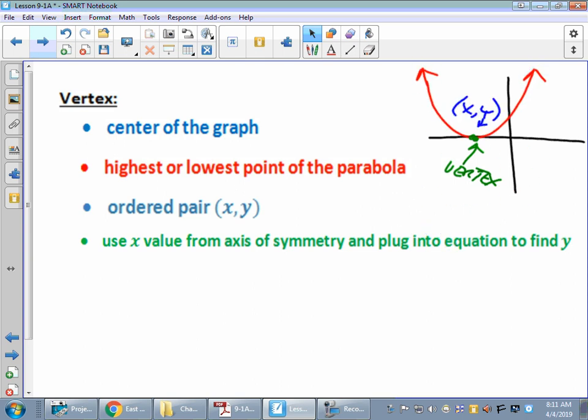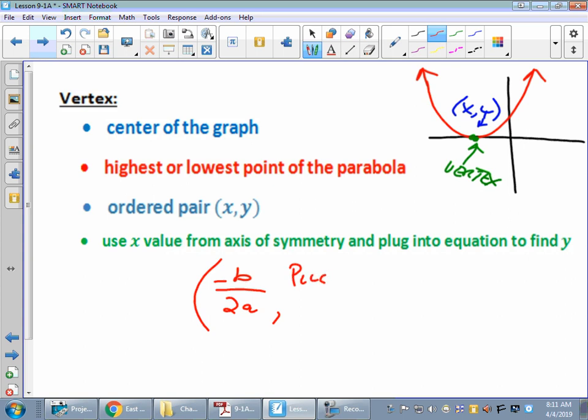Okay? So use the x value from the axis of symmetry and plug it into the equation to find y. Basically, for your x value, remember your axis of symmetry was x equals negative b over 2a. So that's going to be your x coordinate, and then you're going to plug that in to find y.